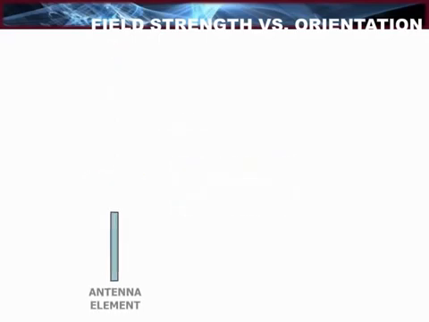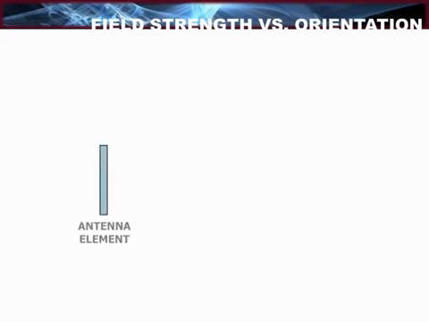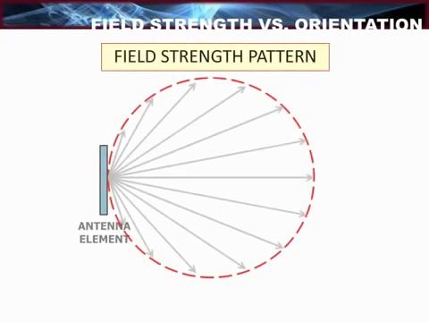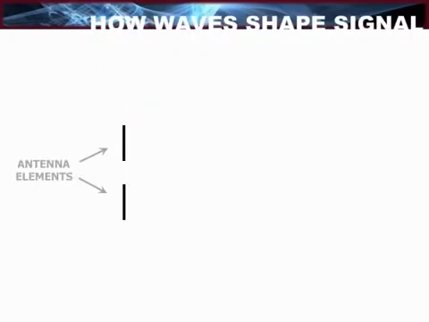This effect of field strength versus orientation results in the illustrated field strength pattern. Please note that only one side of the field strength pattern is drawn. In actuality, the pattern takes the shape of a donut, or a torus, around the antenna element. Now we will discuss how waves are used to shape signal.